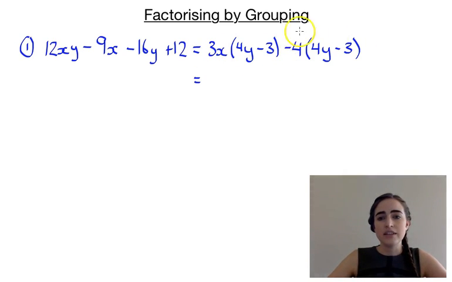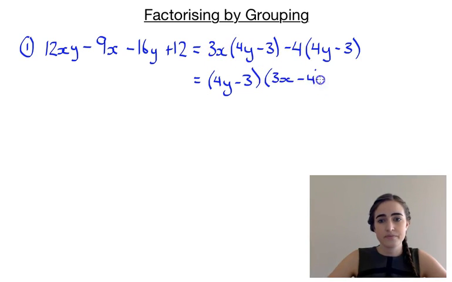So now we look at this, and we've got 2 terms now, and they both have a common factor of that bracket. So that whole bracket is the common factor that we're going to pull out the front. So that 4y minus 3, and then we write down what's left, which will be our 3x minus 4. So this expression with 4 terms factorises to 4y minus 3, 3x minus 4.